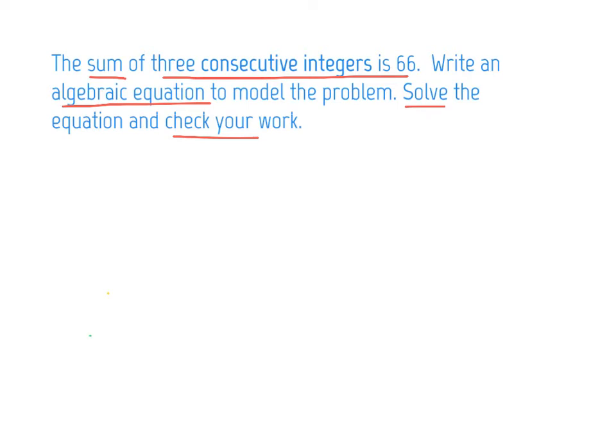So the first thing is it says the sum of 3 consecutive integers. We know that sum means addition, right? So we're going to be adding together 3 numbers that are in a row, and we're going to get an answer of 66. And we need to make sure we're doing that as an algebraic equation, meaning we're going to have a variable in it, okay?